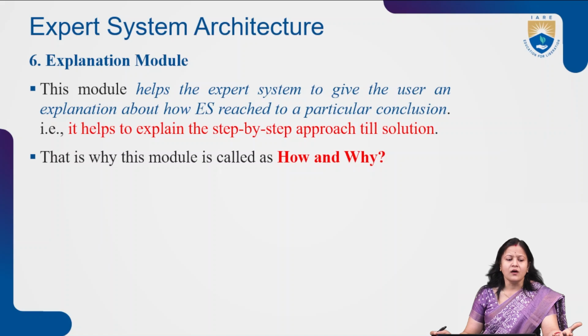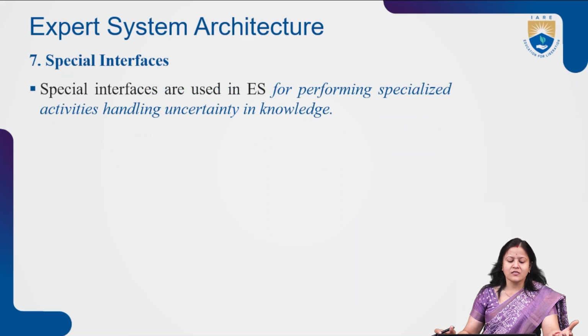The best example is our ChatGPT. If you ask ChatGPT, it will give the answer. But if we cannot understand, and we ask it to explain each statement, it is able to give the explanation of each statement. So that is a kind of expert system which has the explanation module, which can explain every step for the user. And the seventh component is the special interfaces, which are used especially for handling uncertainty in expert systems.